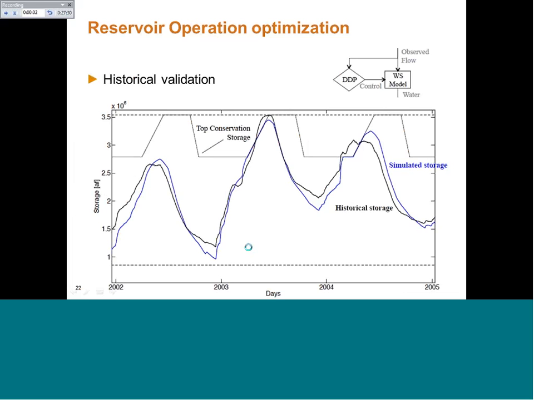So we validated that system by checking that we were meeting the delivery, the demand, and we were also looking at the historical storage. We made a couple of choices here where we took the top conservation storage, the most conservative rule curve, and we see that we do reproduce the historical storage. So in brief, we now have a simplified reservoir system for the Oroville Reservoir, the Feather River Basin.